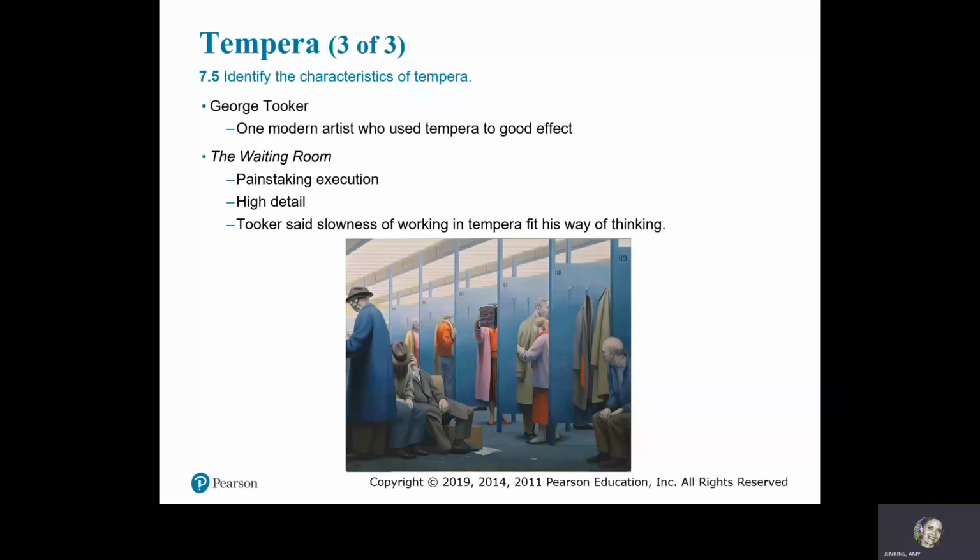Here's George Tooker, The Waiting Room. He's one modern artist who used tempera to good effect. He has painstaking execution, high detail. Tooker said slowness of working in tempera fit his way of thinking.